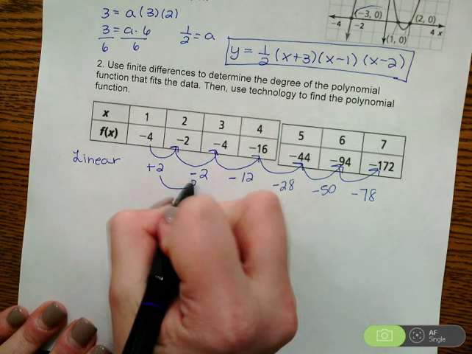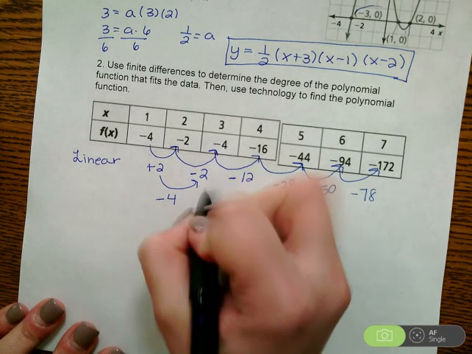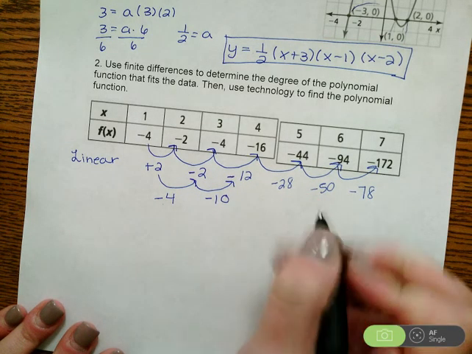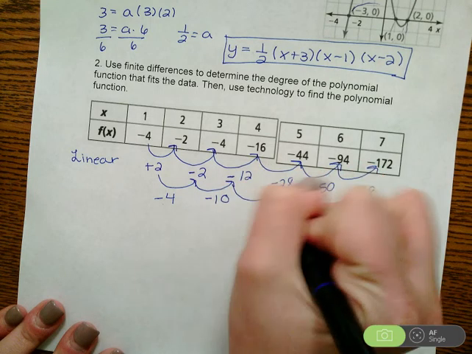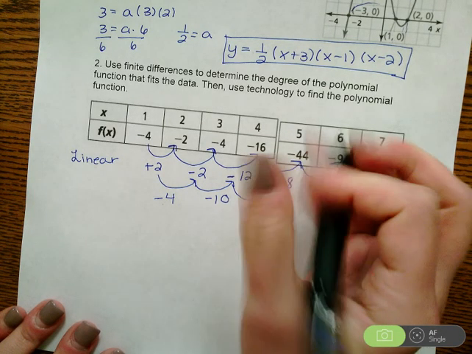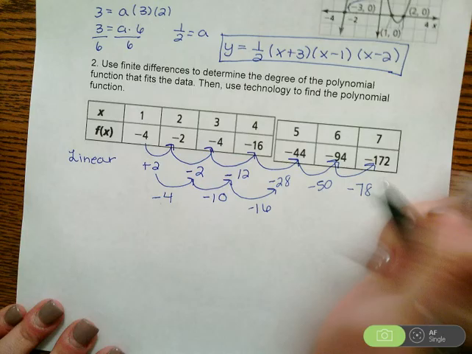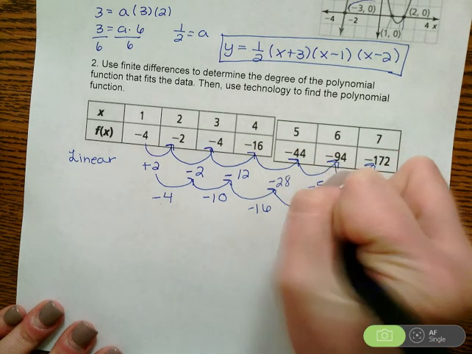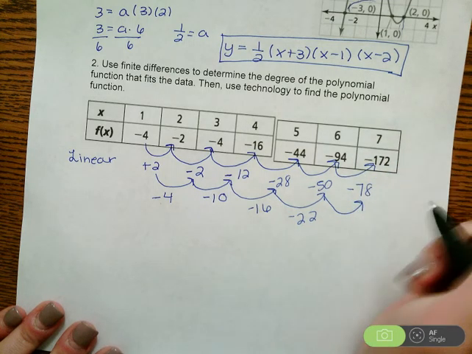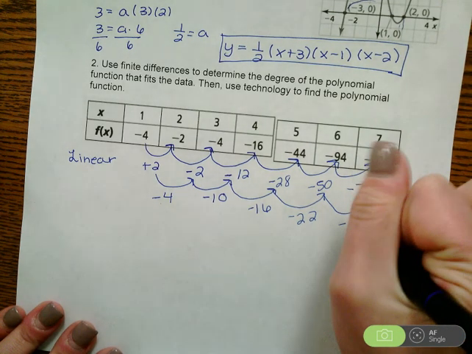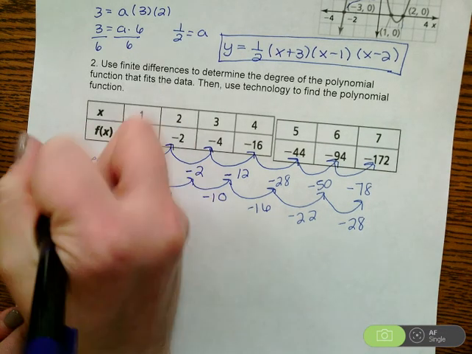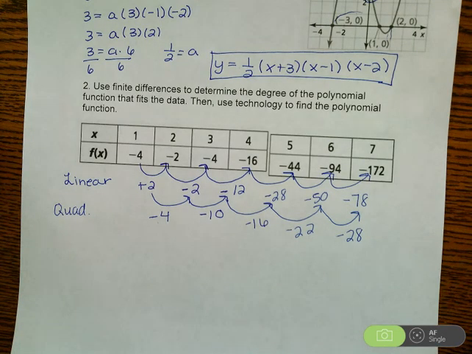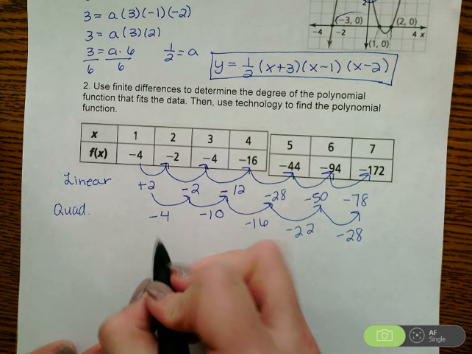So 2 to -2 is a -4. -2 to -12 is a -10. -12 to -28 is a -16. -28 to -50 is a -22. And -50 to -78 is a -28. Now, if all of those had been consistent, then we would have had a quadratic function, or a parabola. But they're not consistent, so we have to keep going.